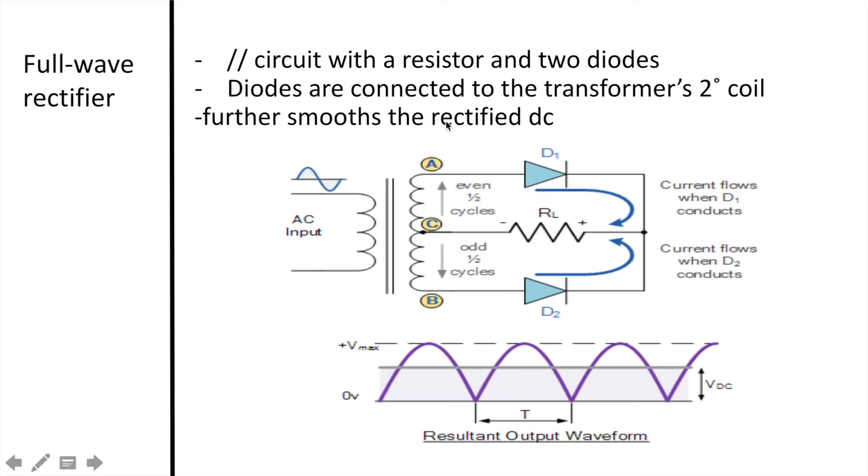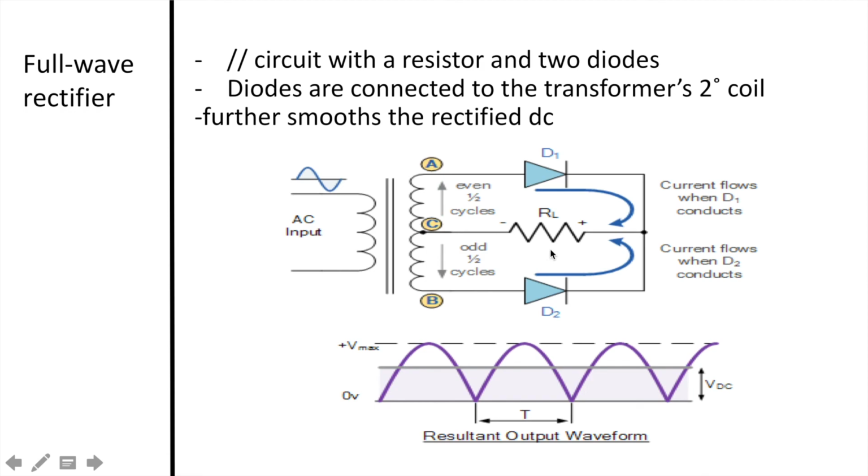Each diode takes turns to supply current to the load. When point A of the transformer is positive with respect to point C, diode D1 conducts in the forward direction, as indicated by the arrows. When point B is positive, in the negative half of the cycle, with respect to C, diode D2 conducts in the forward direction, and the current flowing through resistor R is in the same direction for both half cycles.